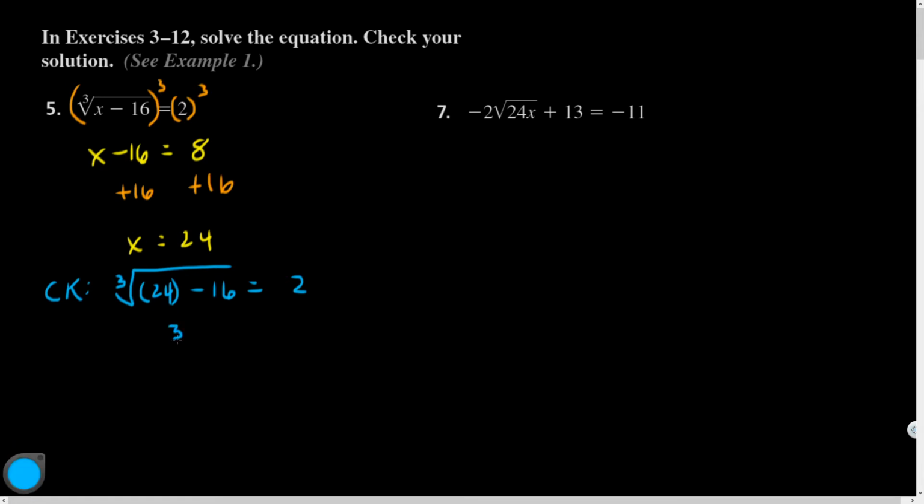24 minus 16 is 8, and cube root of 8 is 2. True. So that's a legit solution. Boom. That one's not bad.